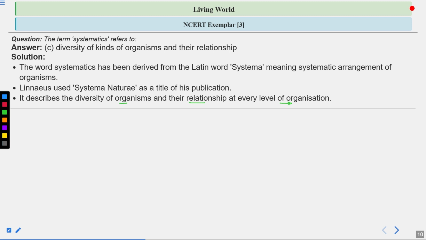Okay, so if we compare systematics and taxonomy, what is the difference? Systematics also includes the evolutionary relationship among the organisms. Okay, that's why the correct answer is diversity of kinds of organisms and their relationship.